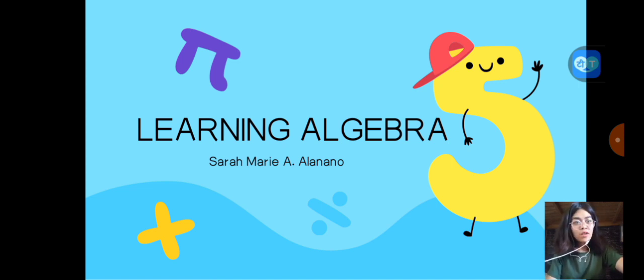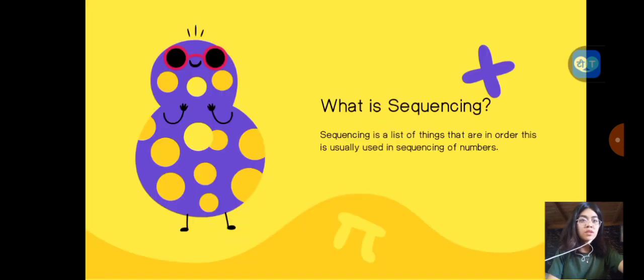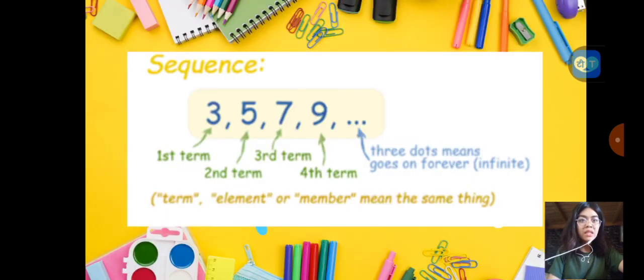But before we continue with the discussion, let's have a little knowledge of the terms and definitions that we will be encountering in learning about algebra. So the first term that we will be discussing is sequencing. Now, what is sequencing? Sequencing is a list of things that are in order. This is usually used in sequencing of numbers. For example, here we have 3, 5, 7, and 9. As you can see, the three dots mean it is continuous or infinite. Now, this is a prime example of a sequence.